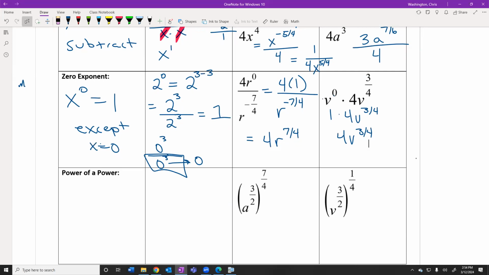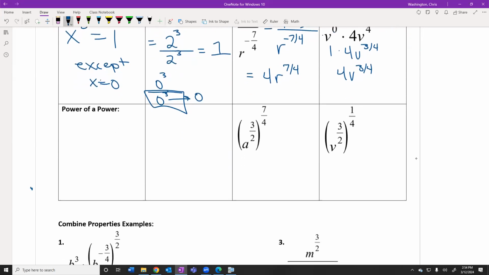All right, last row today. We'll save the other problems for tomorrow. What if we have an exponent raised to an exponent? A power to a power, or a power of a power. We will multiply the exponents in this case. So this is going to be x to the a times b. So in this case, we are going to multiply the exponents.